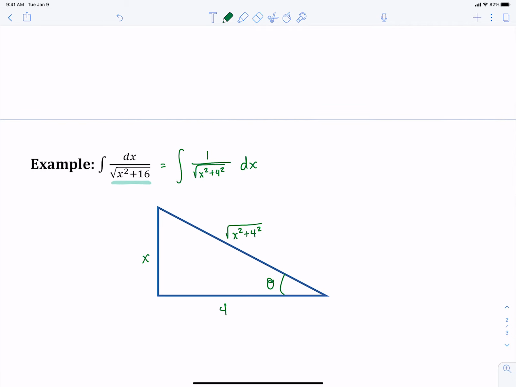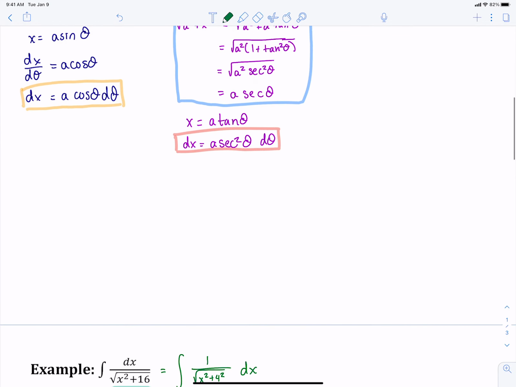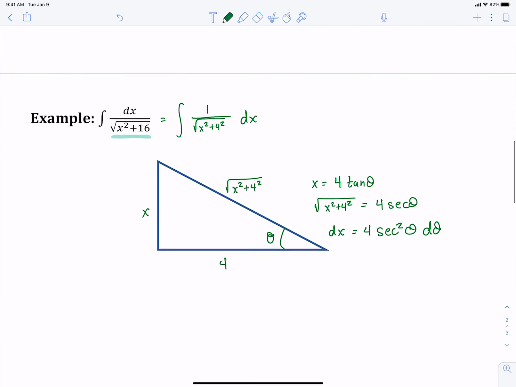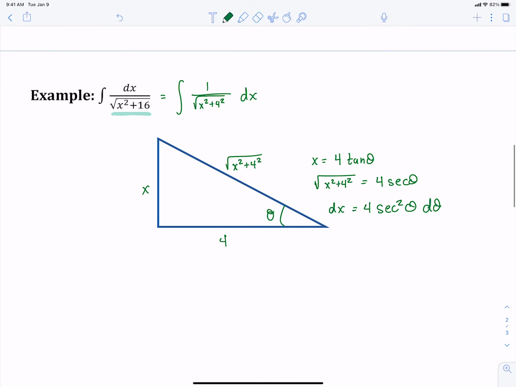So our relationships here are x is equal to 4 times tangent of theta. The square root of x squared plus 4 squared is equal to 4 times secant of theta. And dx is going to be 4 times secant squared of theta d theta. Again, you can get all of those from just the trig ratios of this triangle, or we can go back up to this middle triangle and what we have circled there in red, replacing a with 4, because that's our a in this case. So here are our three relationships.